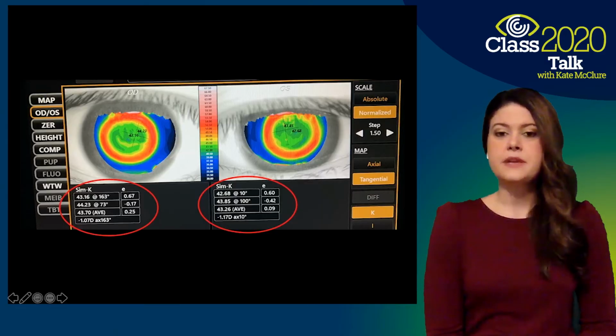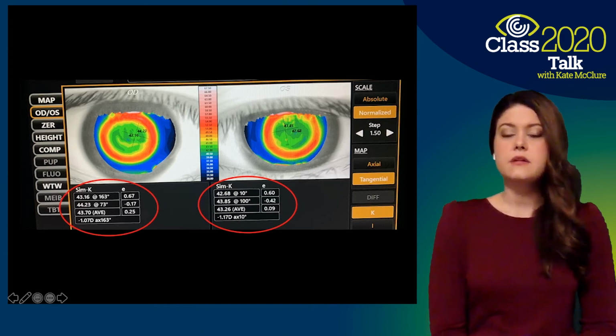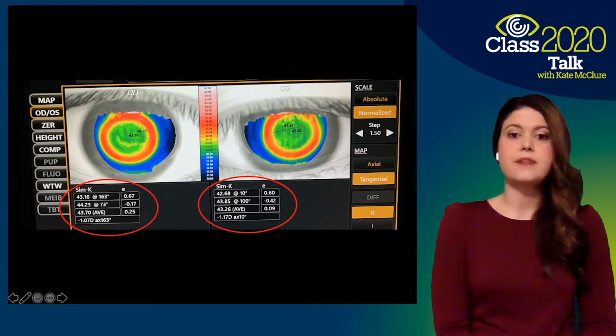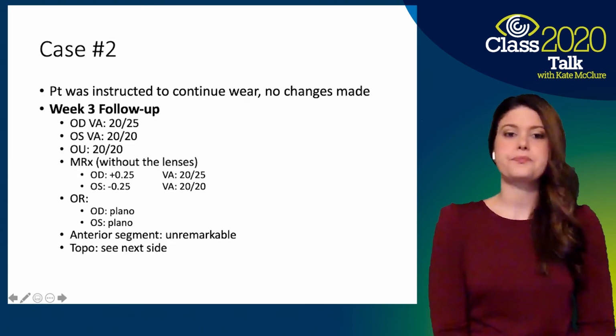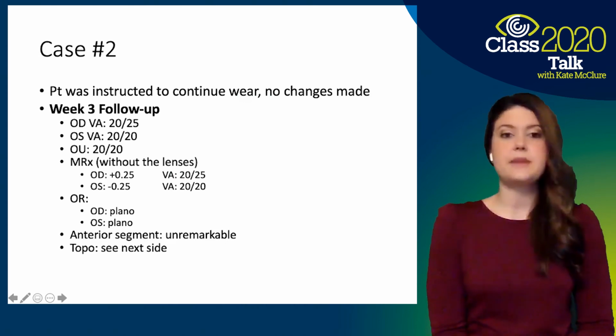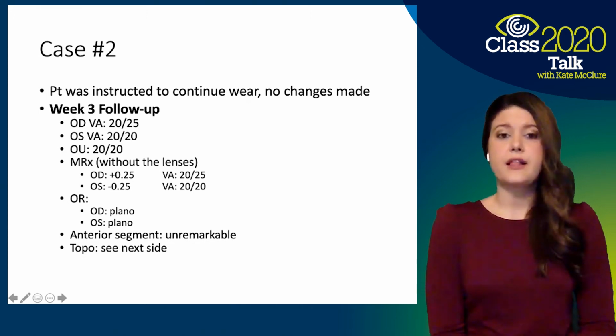Overall, a nice treatment ring is forming, and we do have some residual astigmatism. So overall, for my week one results, knowing that we're going to have a little bit more challenges with this case, I'm pretty happy. I instructed the patient to continue wear, and I didn't make any changes. I scheduled a 3-week follow-up.